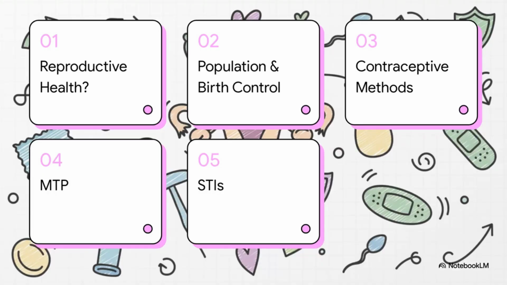Here's a quick look at our game plan. We'll start with the basics. What is reproductive health, and what are the strategies to improve it? Then we'll tackle the huge topic of population growth and birth control. After that, we have a super detailed breakdown of all the contraceptive methods. You really want to pay close attention there. It's a goldmine for exam questions. And finally, we'll cover medical termination of pregnancy, MTP, and sexually transmitted infections, or STIs. Sound good? Let's get started.